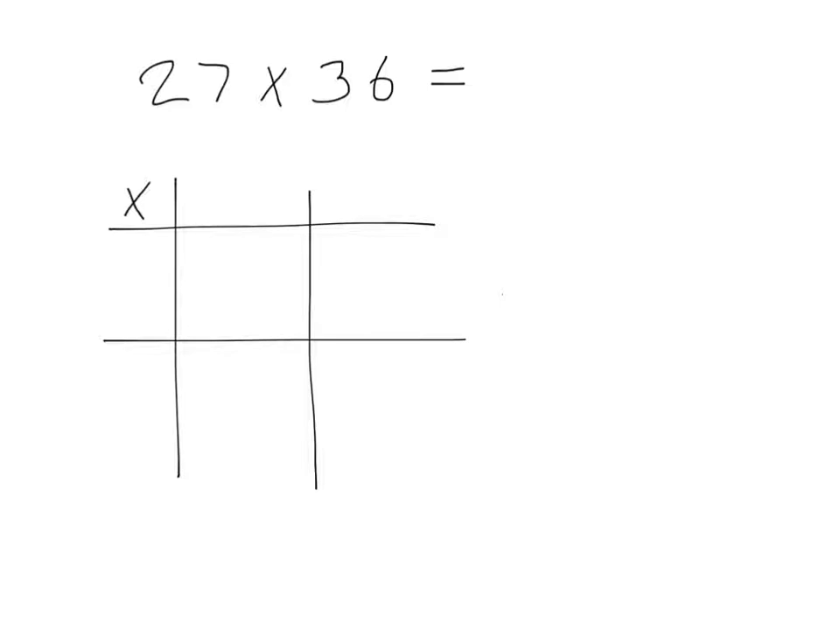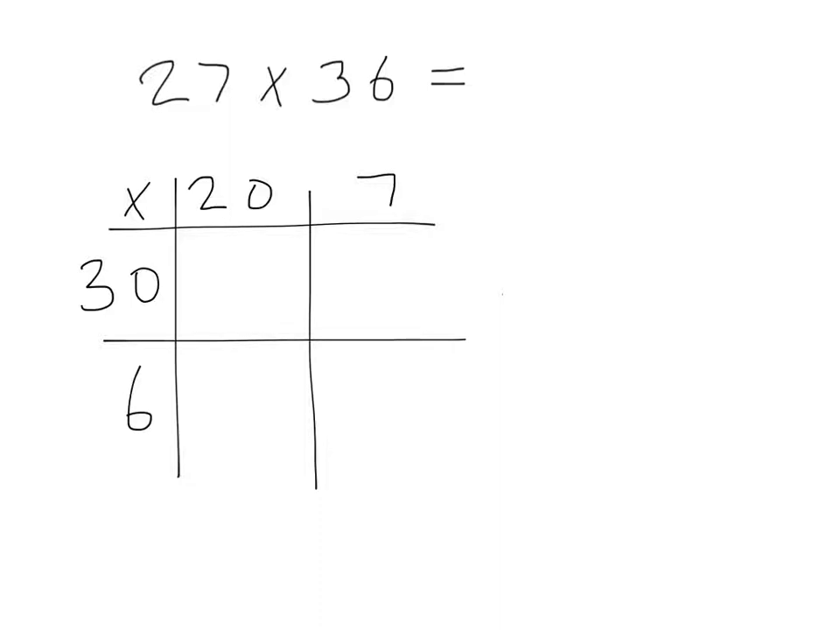For instance, we've got here 27 and 36. We begin by drawing a grid as shown below with two columns and two rows, and at the top and down the left we can partition each of the numbers and place them on the grid. 20 and 7 makes the 27, 30 and 6 makes the 36. Now, in each of these squares and the rows and the columns we place the answers for each multiplication.